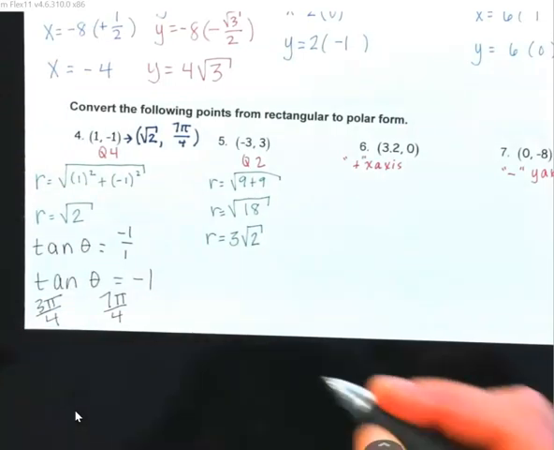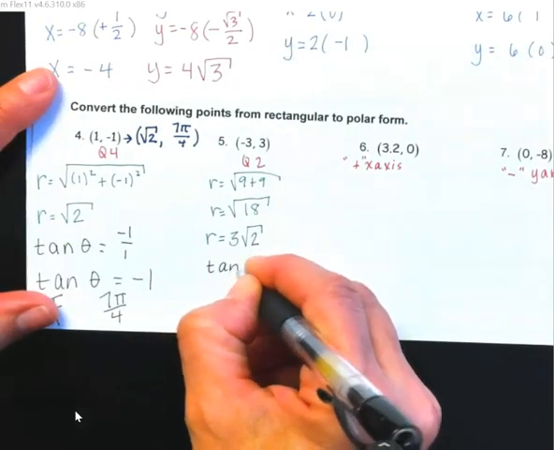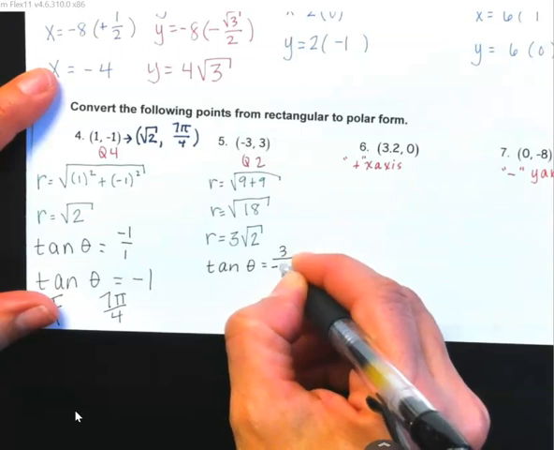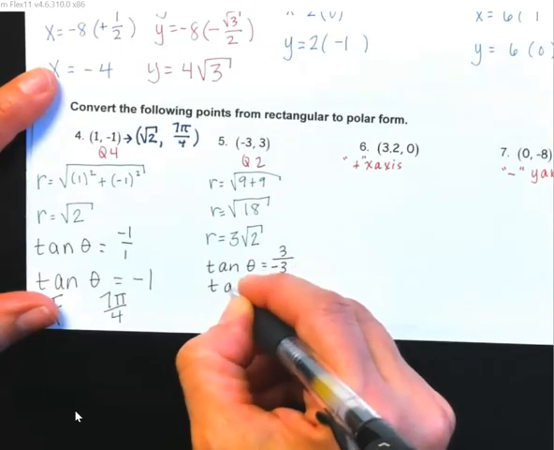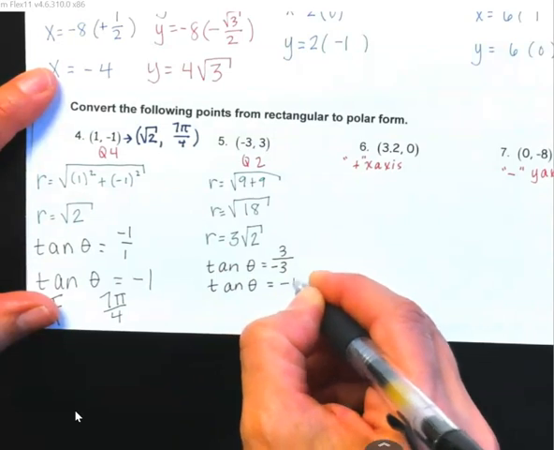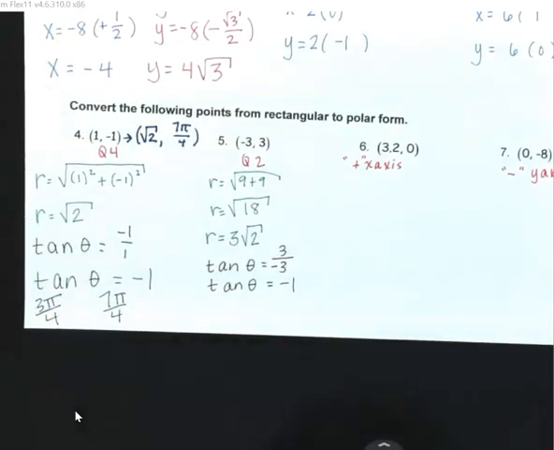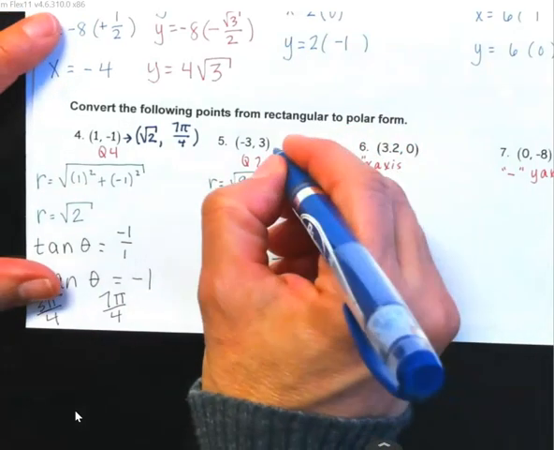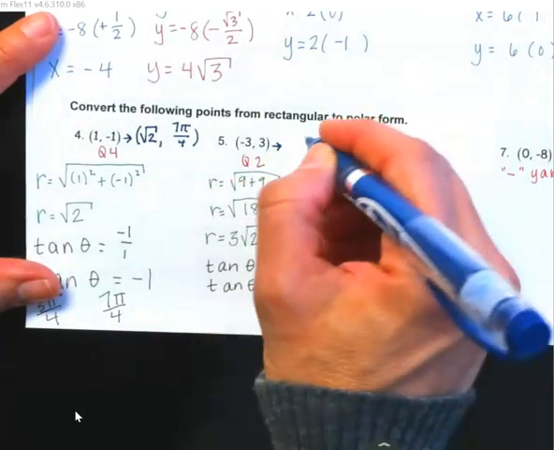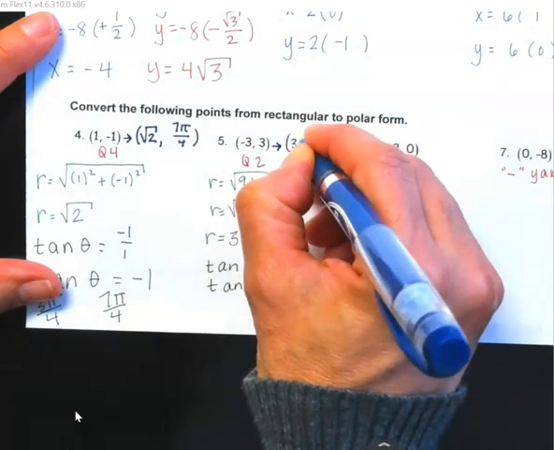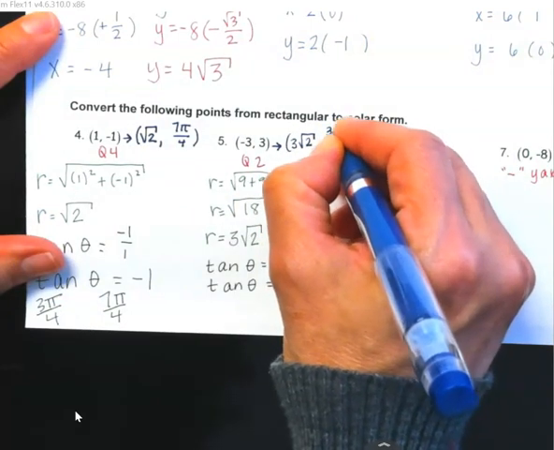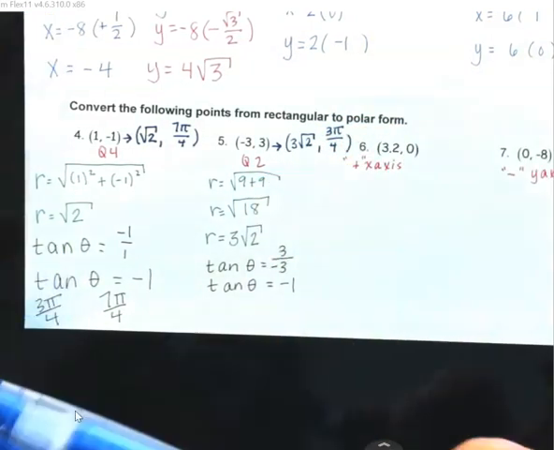All right, here we go with tangent. So again, it's going to be y divided by x. So this is going to be +3 divided by a -3. Look, we got -1 again. Why is it 3 pi over 4 for this one? Quadrant 2, that is correct. All right. So 3 root 2, and this one is for sure 3 pi over 4. Good.